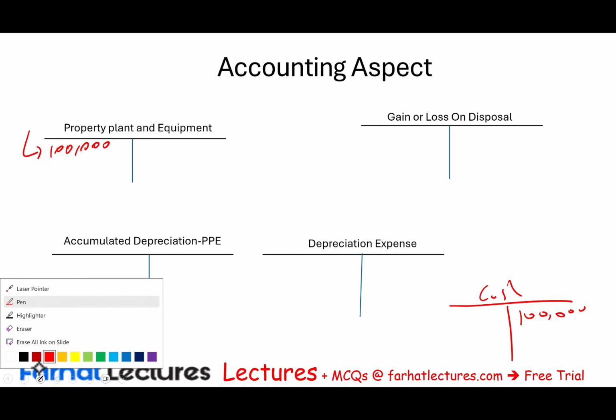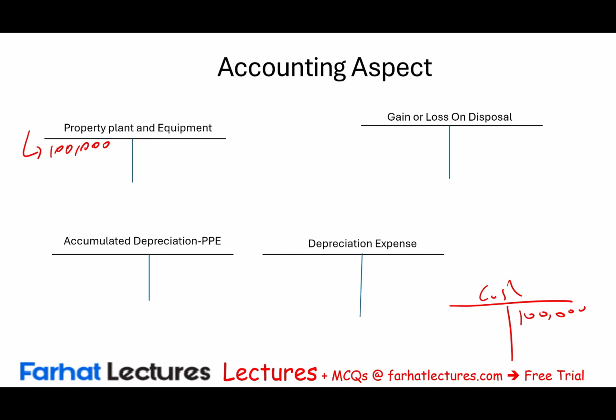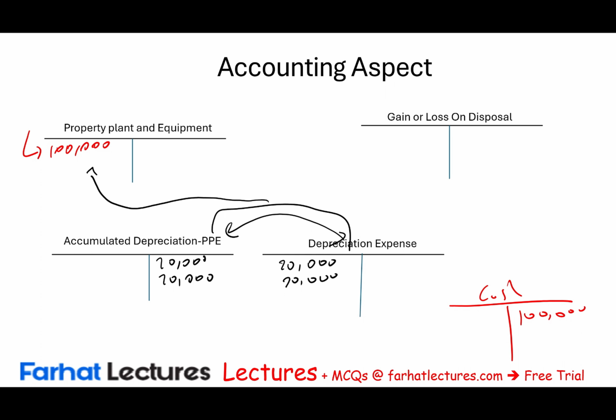After we have the asset, we'll depreciate the asset. For the sake of this illustration, we're going to do for year 1, 20,000, and for year 2, 20,000. So that's the other accounts that you need to be familiar with. Depreciation expense and accumulated depreciation. These accounts serve to reduce the asset. Now we have accumulated depreciation of 40,000. The company decided to sell the asset.